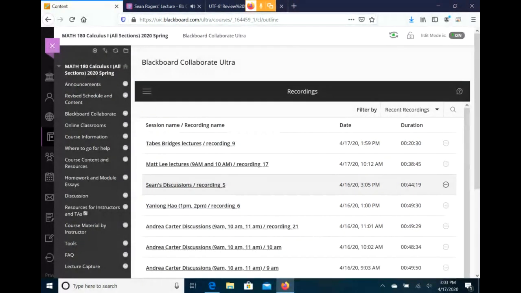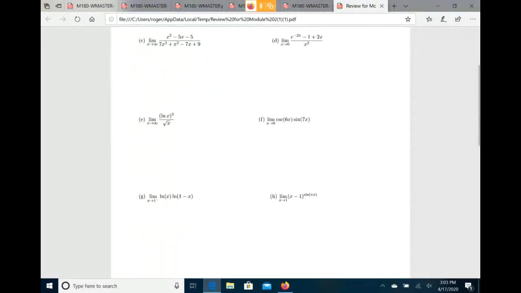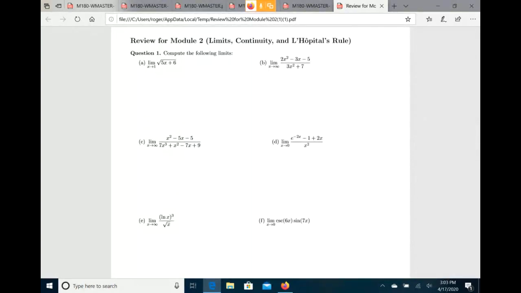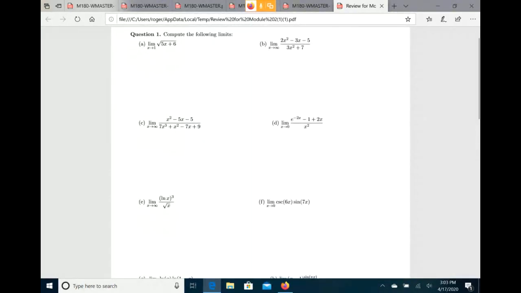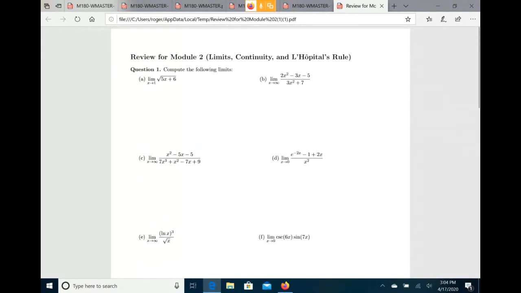All right, so let's go back to the review. We're looking at limits. This first problem, kind of similar to the last review, is just a big smorgasbord of a bunch of limits. We'll do a couple together, and then I'll break you into groups and have you do the rest, and then we'll come back together on those. All right?